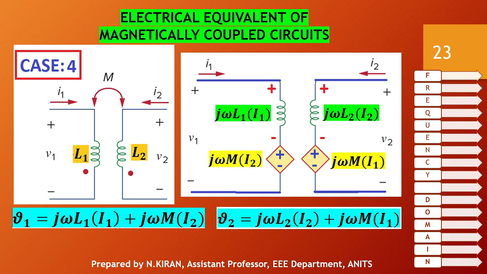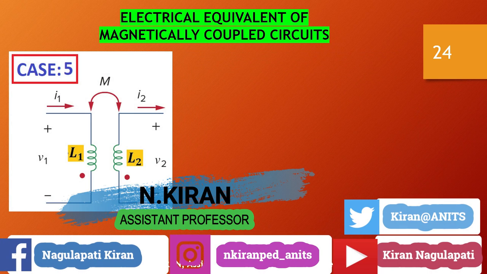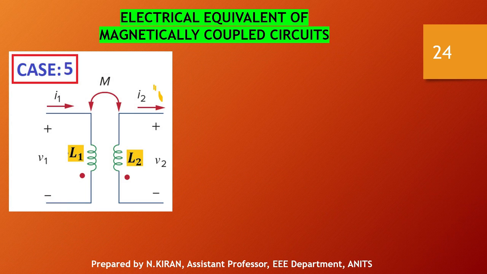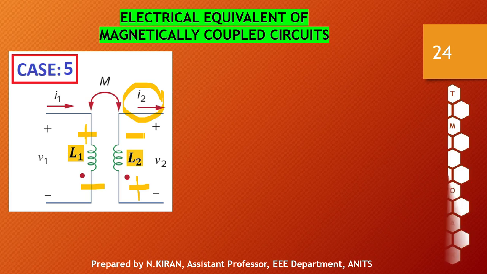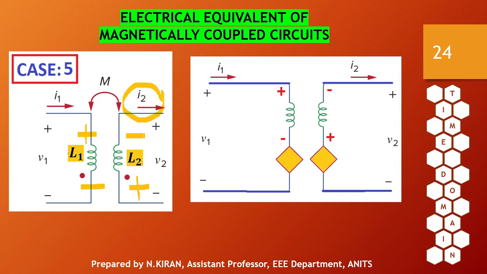Now the fifth case. Here we can see the current direction I2 has reversed. Since I1 is entering at this end, self-induced EMF will be positive here and negative here. Since I2 current is entering at this end of the coil, self-induced EMF will be positive here and negative here for the second coil. So as obtained in time domain, as you can see, positive, negative, negative, positive.